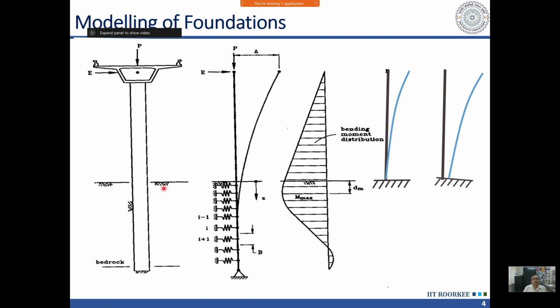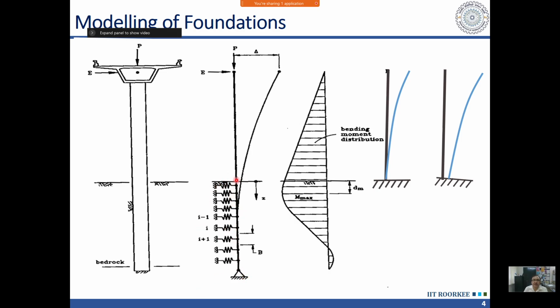Now coming to the modeling of the foundation, in the previous slide we have modeled the foundation using 3 springs. If we have a deep foundation like a well foundation, or a pile foundation, it may be a single monopile or it may have a pile group. In that case piles can be modeled using springs also.